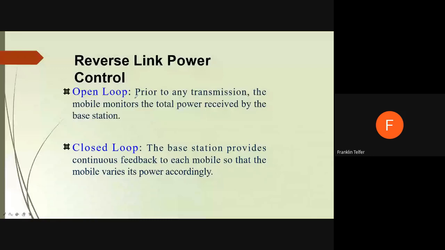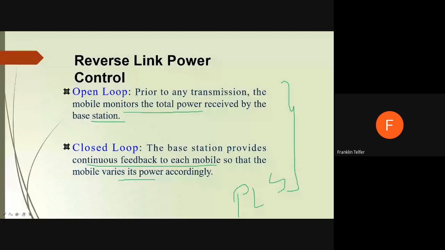Reverse link power control, open loop and closed loop. Open loop is due to the transmission of the mobile; it monitors the total power received by the base station. Closed loop provides continuous feedback to each mobile so that the mobile varies its power accordingly. So there is a power allocation scheme done between the BTS and the mobile, all inside the mobile, open loop and closed loop.